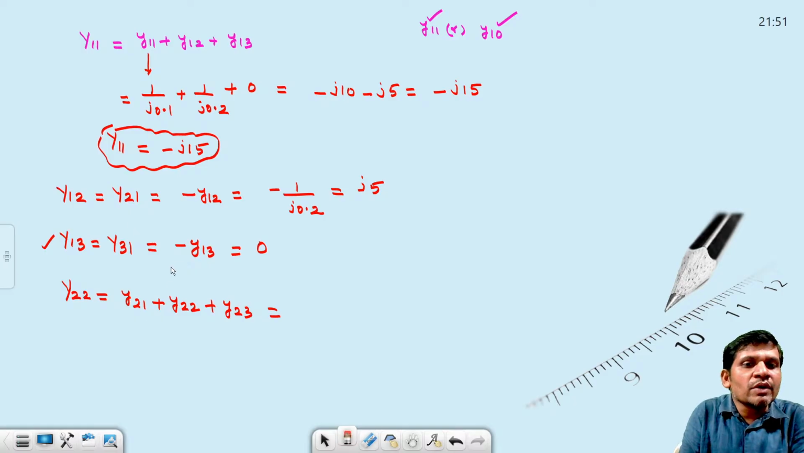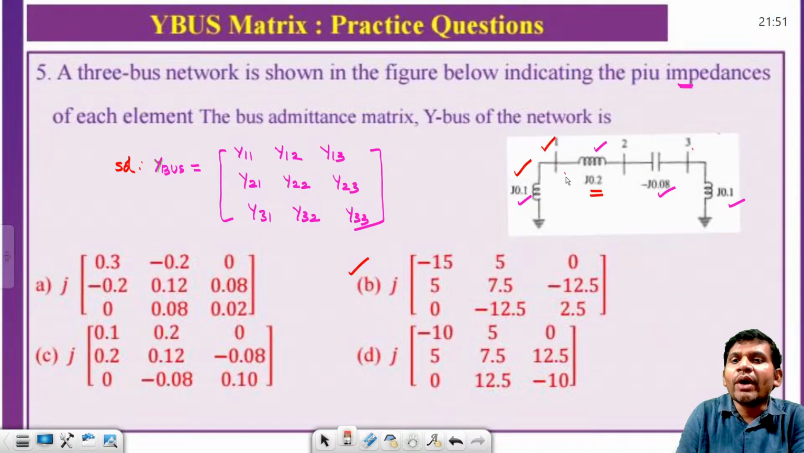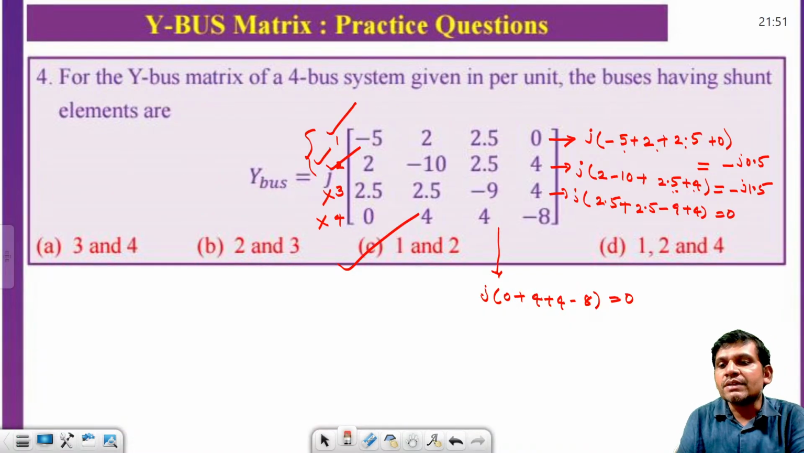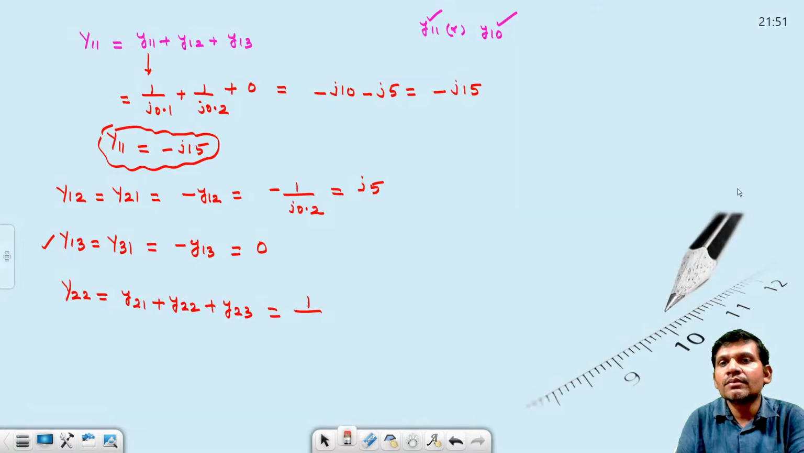Y21 already calculated. This is Y21. Sorry, how can you write Y21? 1 by J0.2. Y21 or Y12 are the same. In small letters, whether Y12 or Y21, remember. This is important. This note you have to remember.